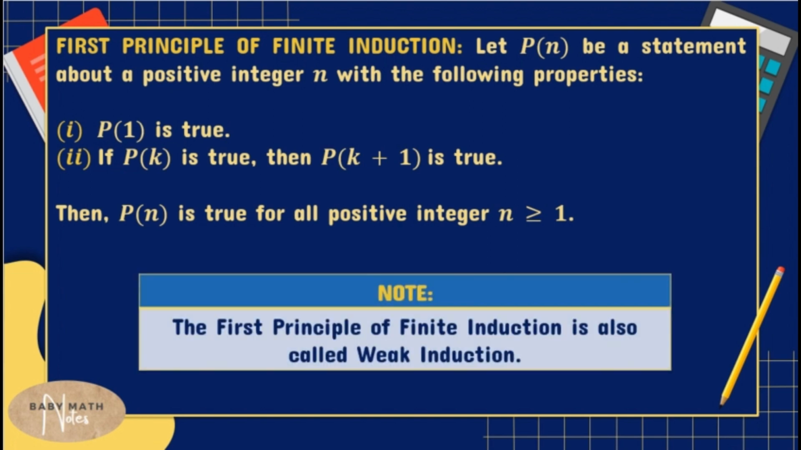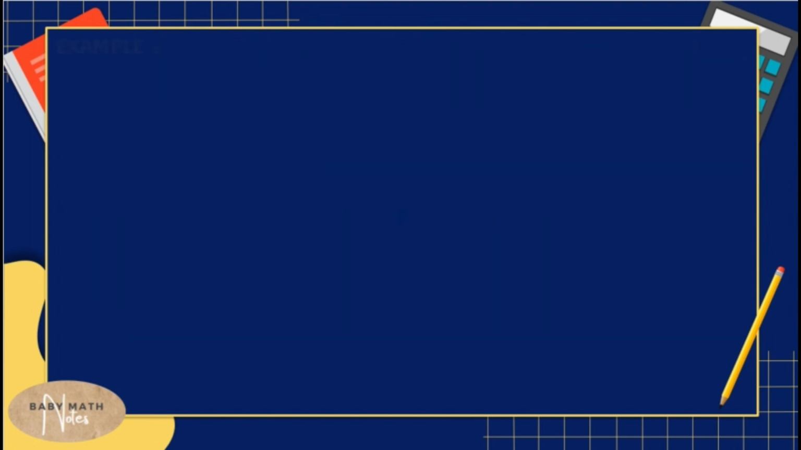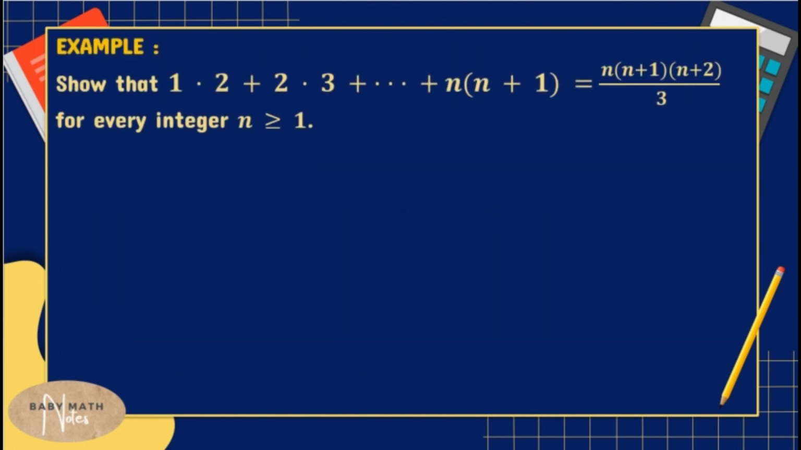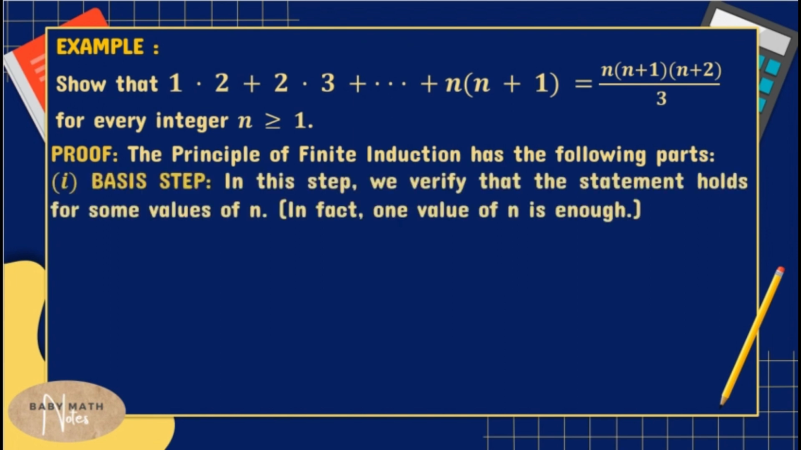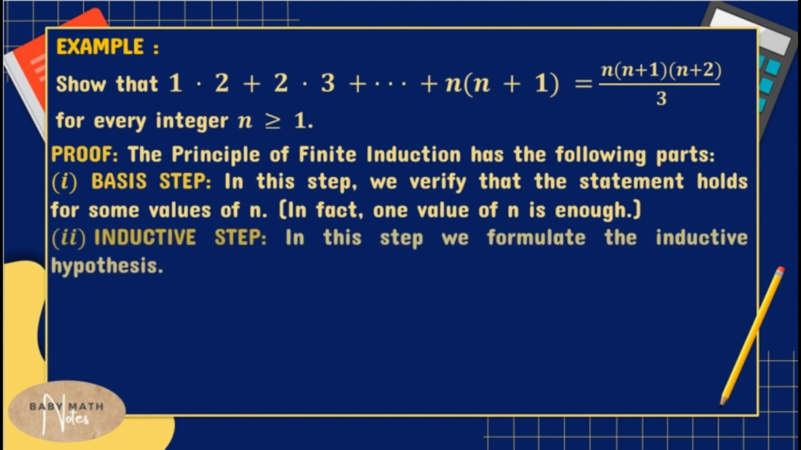But take note, the first principle of finite induction is also called the weak induction. So if we have an example like this, here is the proof. Ganito tayo gagawa ng proof niya. So here are the steps that we need to consider. Step number 1 is the basis step. In this step, we verify that the statement holds for some values of n. So kahit isang value lang, okay na yun.